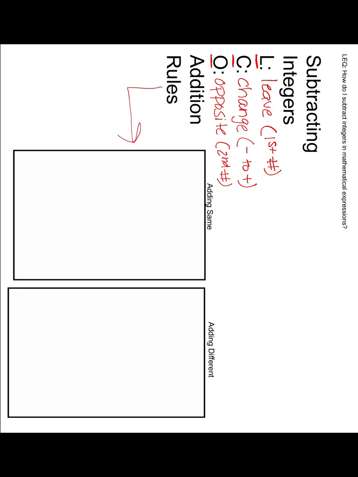So over here we are going to follow the addition rules. Adding same signs: remember, that's going to be a positive plus a positive, or a negative plus a negative. A positive plus a positive is going to give us a positive. A negative plus a negative is going to give us a negative. So when we add same signs, we're going to add, and then we're going to keep the sign.